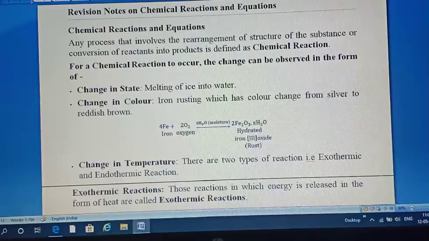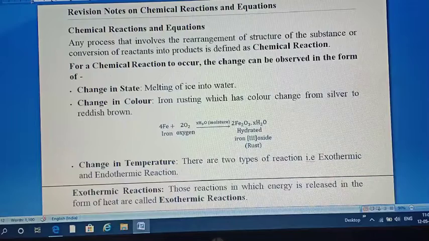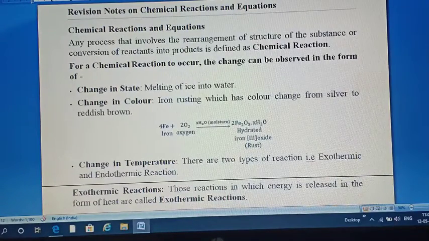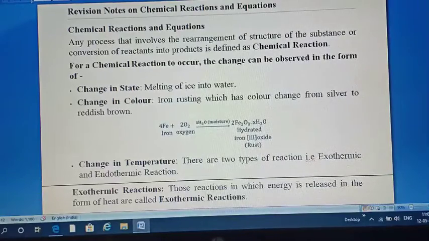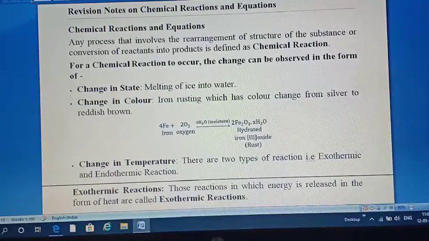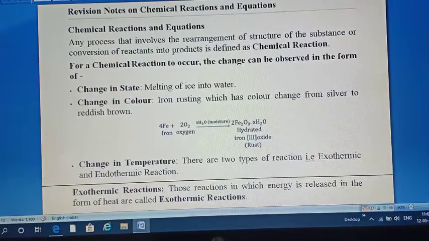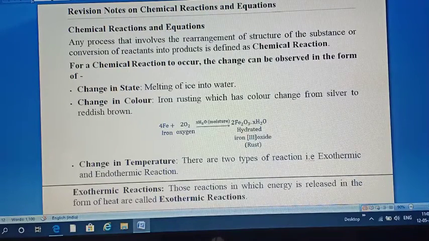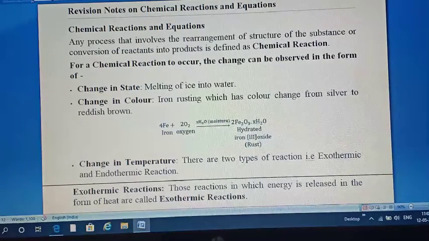How can we identify that a process or reaction is chemical? If during the reaction the reactants change their state, whether a change in color or a change in temperature occurs, then we consider that process a chemical reaction. Let's see the first one, the change in state. For example, the melting of ice into water.